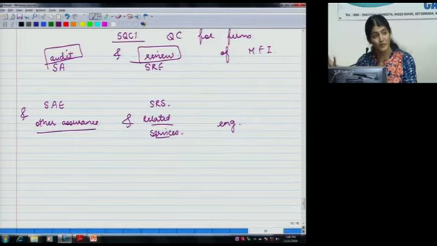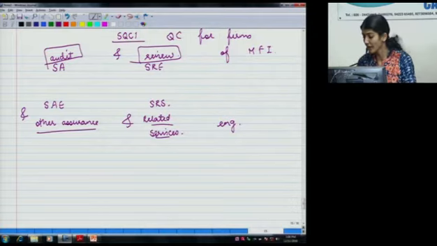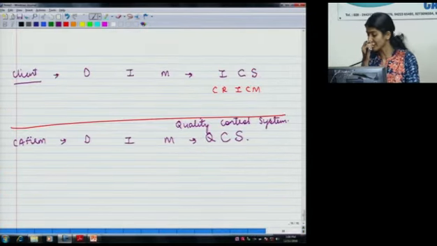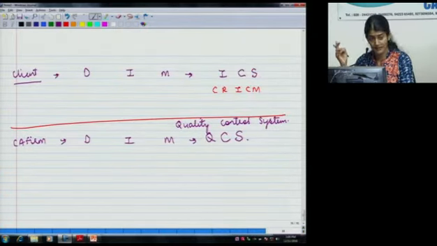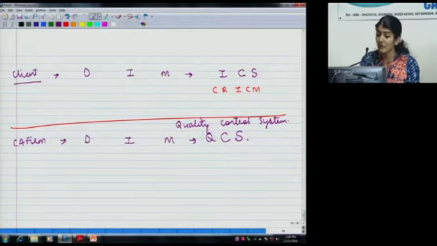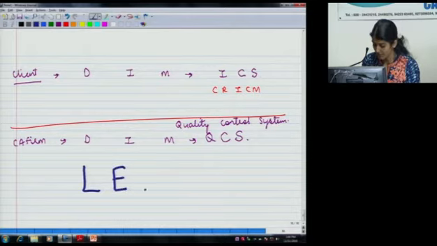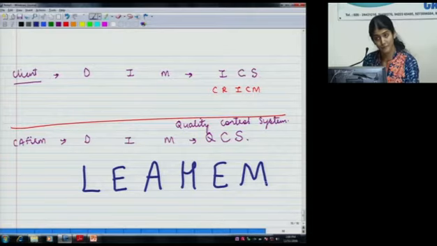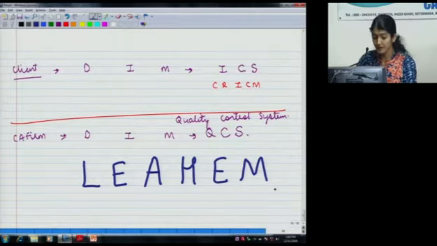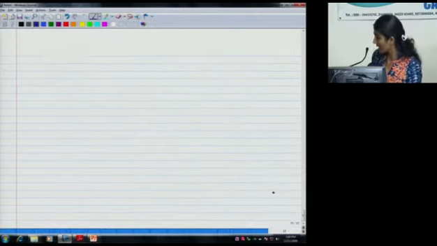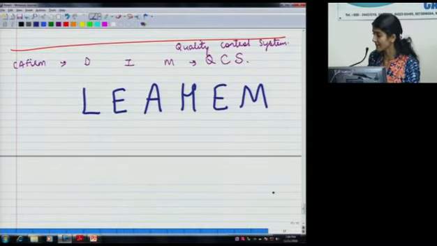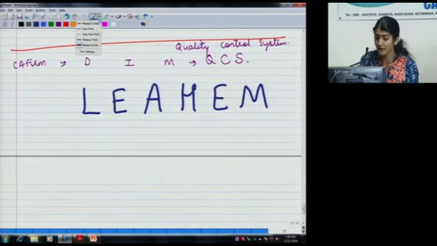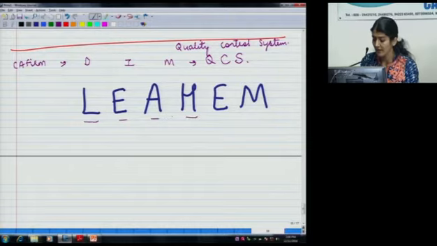Quality Control for Firms. So what are the elements of the internal control system at the client place? CRISM. What are the elements of the quality control system in the CA firm? LEHAM. Leadership responsibilities, ethical requirements including independence, acceptance and continuance of the client, human resources, engagement performance and monitoring.